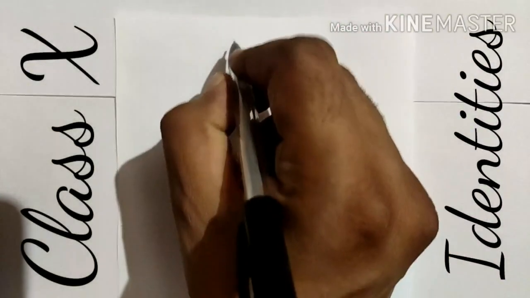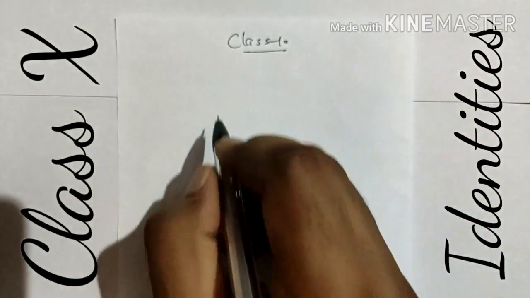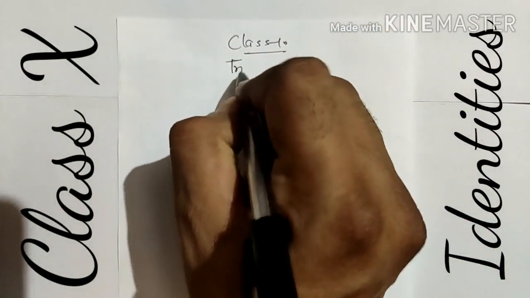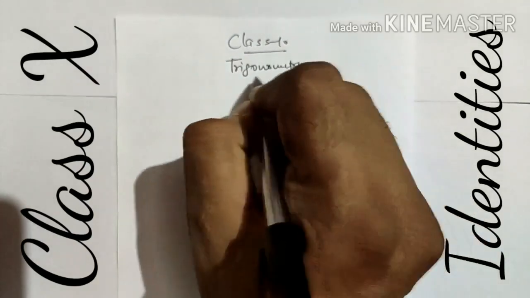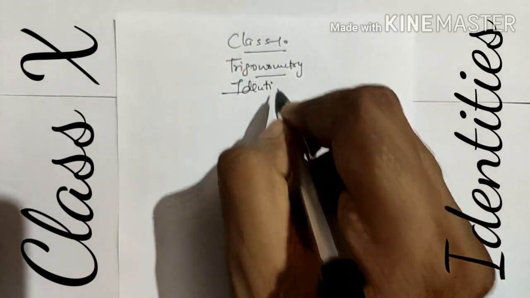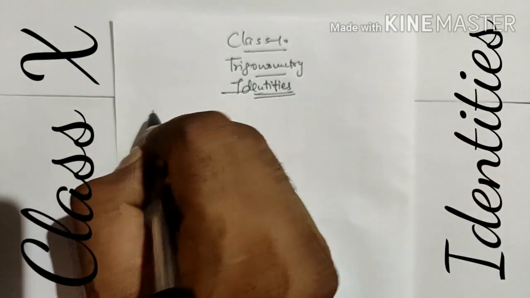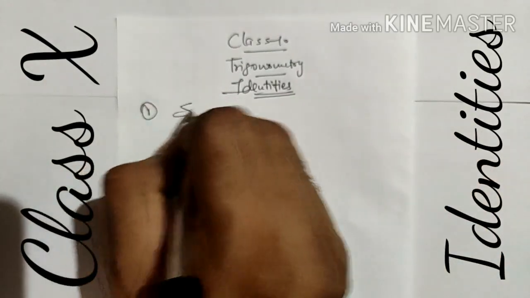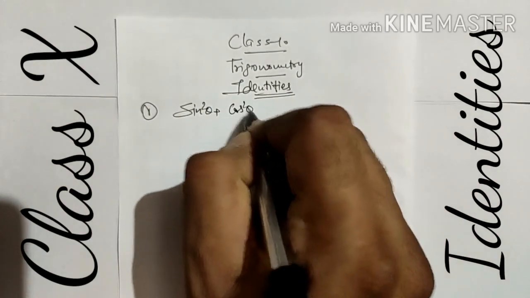Hello students, today we are going to do from class 10th, chapter number 8, trigonometry. From this chapter we are going to do today's identities. There are three identities. First of them is given by sin square theta plus cos square theta is equal to 1.